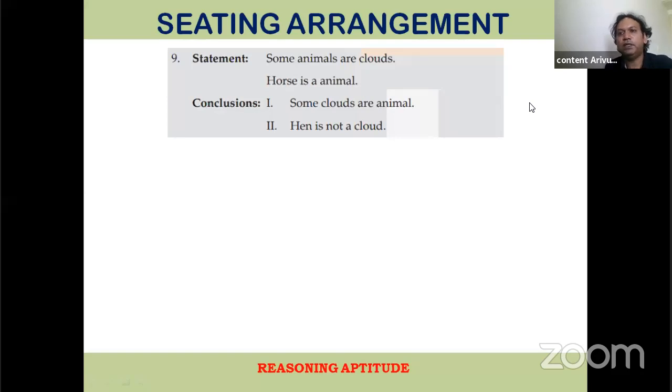So we'll be covering today the seating arrangement topic. Just check your audio once and see that everything is clear. Check your audio and video. Just message it once in the chat room.